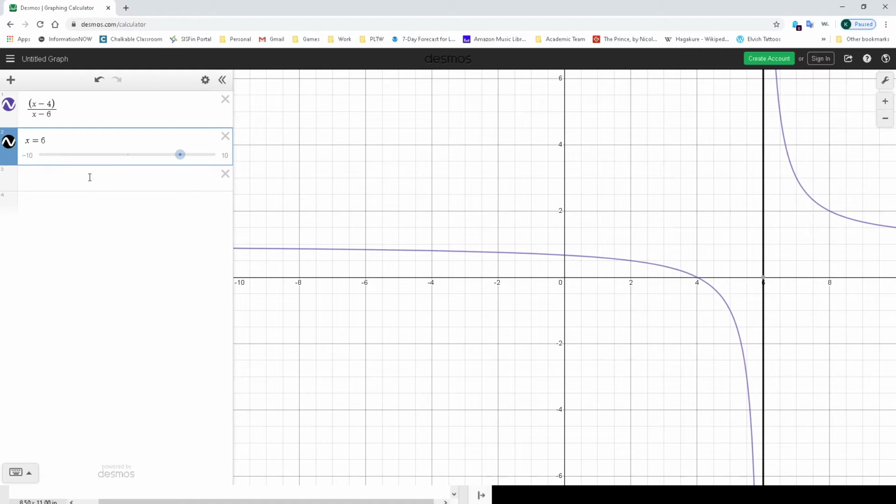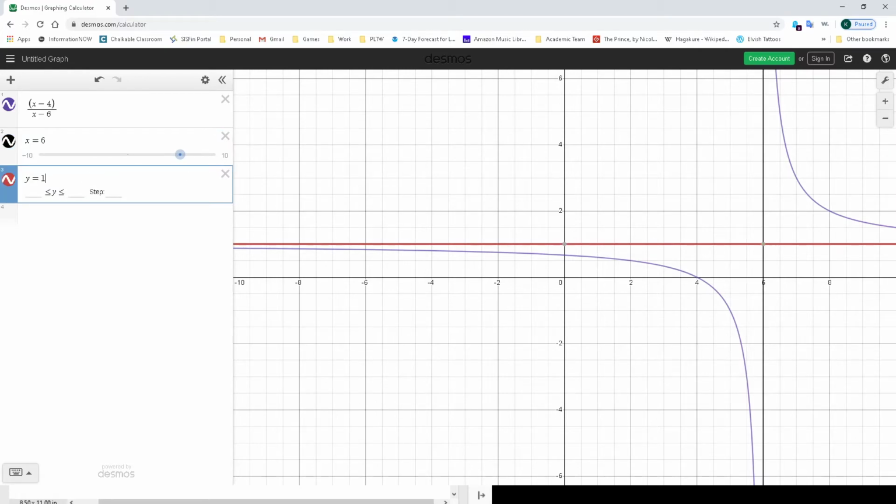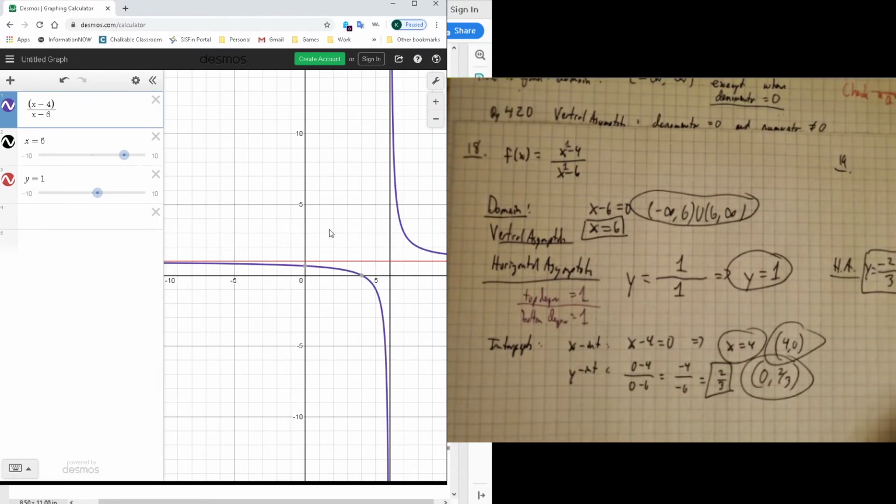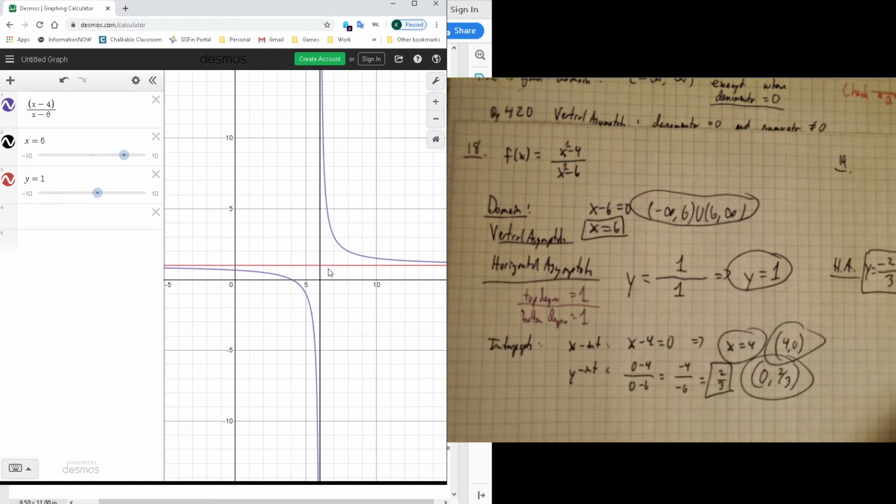That's clearly an asymptote. Where's this asymptote? At y equals 1. Clearly an asymptote. Where are my intercepts? Well, my x-intercept should be at 4, which it is right there. My y-intercept should be at 2/3. So I was able to find all the components that I needed for this problem inside of this very simple example.